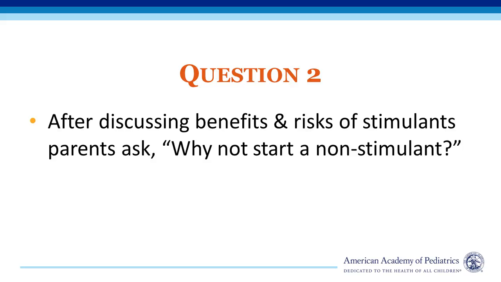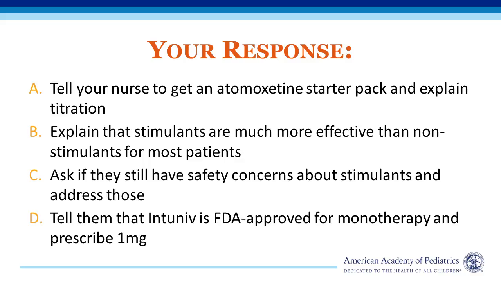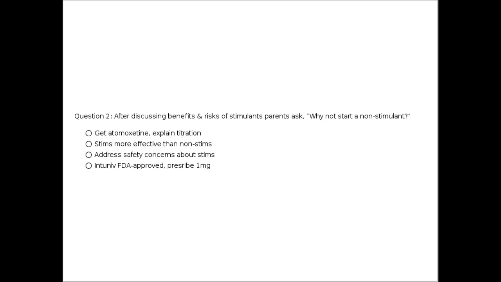So after discussing the benefits and risks of stimulant medication, the first question that the parents want to know is, could we please start a non-stimulant? And so here are some choices for your response. A: Get atomoxetine out of the cabinet and explain the titration. B: Explain that stimulants are more effective. C: Ask if they still have safety concerns about stimulants and address those. D: Consider Intuniv, which is FDA approved for monotherapy, and start with 1 milligram. So we'll let everybody vote there.